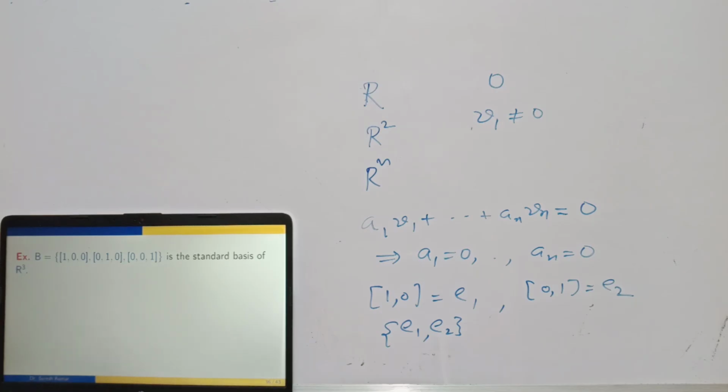So how to check whether a given set is a basis? You need to verify two things. The vectors in the given set are linearly independent, and secondly, any member of the vector space should be written as a linear combination of the members of the given set. Or you can say the given set spans the vector space. So practice some problems, it's easy.